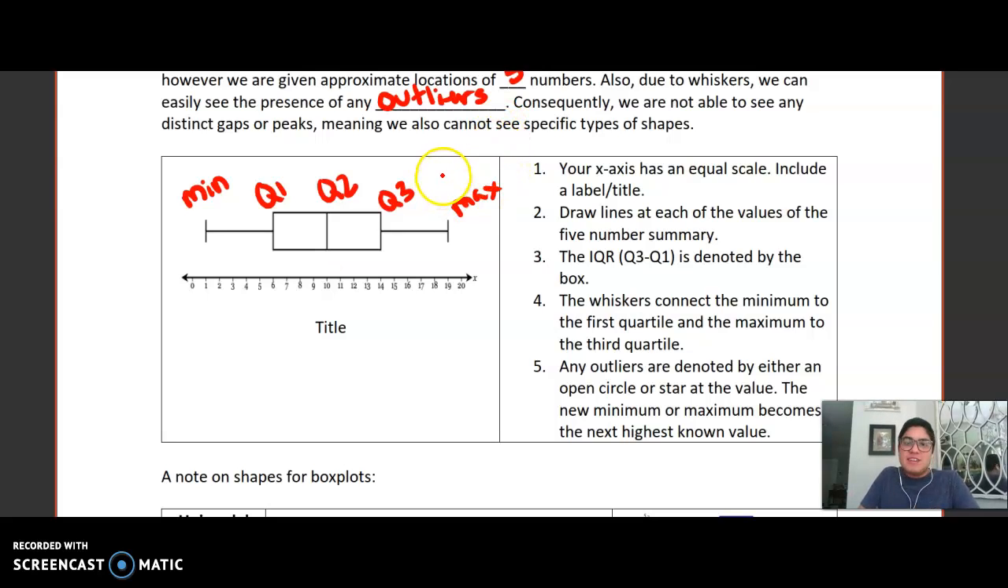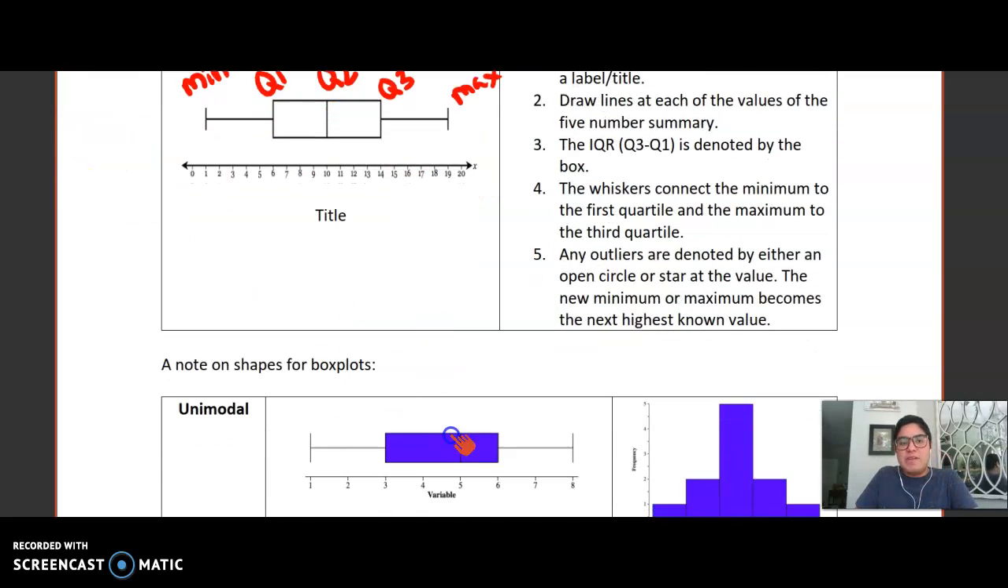Now, your x-axis is going to have an equal scale, including a label and title, very similar to our dot plots. Now we're going to draw lines at each of the values of the 5-number summary. The IQR here is denoted by the box, because Q3 minus Q1, notice that is where the box occurs. The whiskers connect the minimum to the first quartile and the quartile 3 to the maximum. And then any outliers are going to look like a star or a point, but it's not going to be a part of the box plot. It's going to be a little bit a ways from it, and it'll be denoted there on your graph.